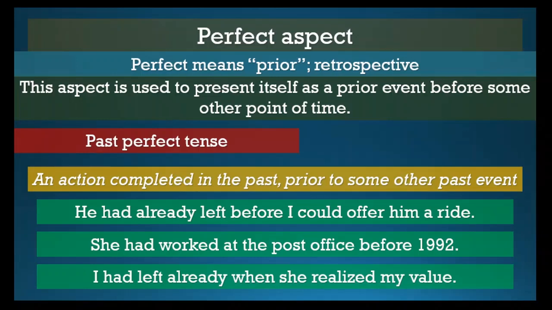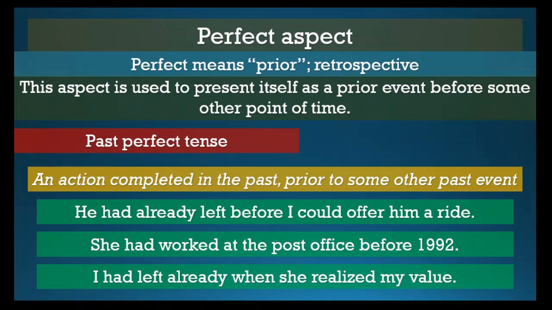Let's look at one example. I had left already when she realized my value. Which happened first, the leaving or the realizing part? All right, so I guess everyone would say it's the leaving part. This means that yes, the past action was she realized my value, or the speaker's value. But another event or action prior to this past occurred, and that was the leaving.